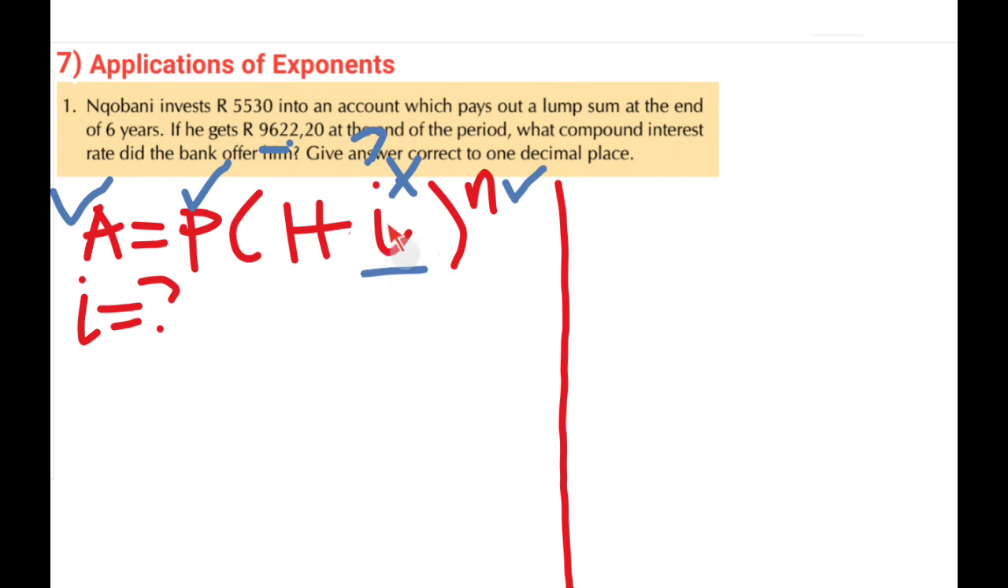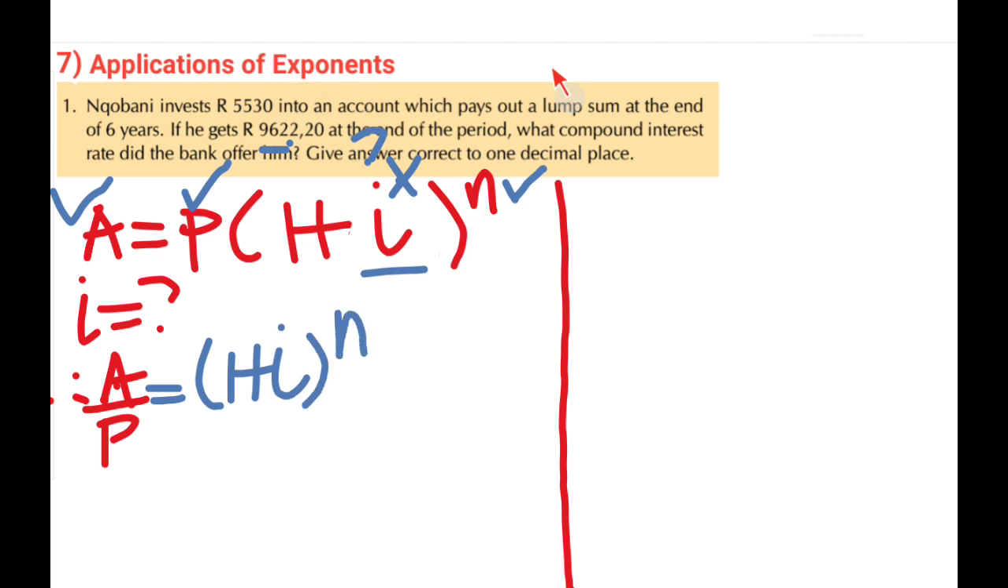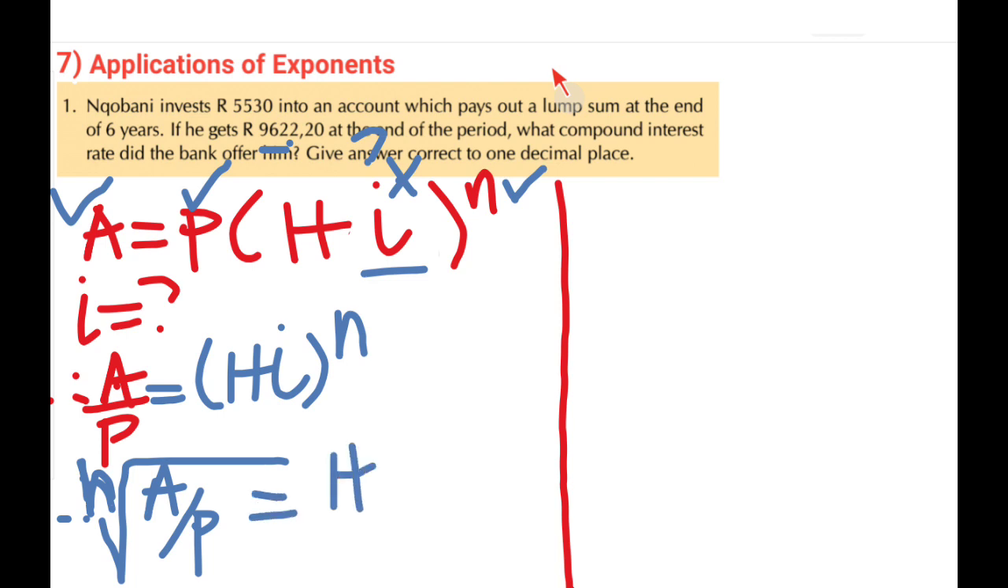Meaning that we need to make I the subject of the formula. Let's start with that. Therefore, A over P, divide both sides by P first. A over P equals 1 plus I all to the power of n. Now, therefore, find the nth root to get rid of the power. So the nth root of A over P is equal to 1 plus I.